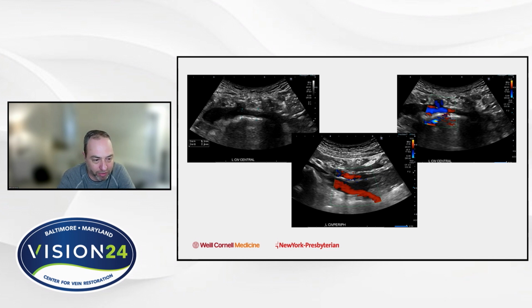Looking at color Doppler of the left internal iliac vein shows antegrade flow. And there's no change in color Doppler flow within that left central common iliac vein. So maybe this is not May-Thurner syndrome that we need to worry about. Next slide.